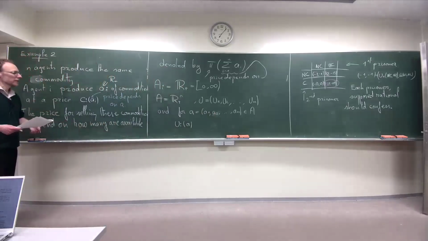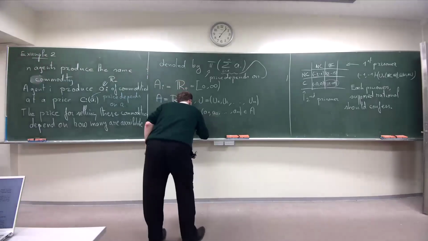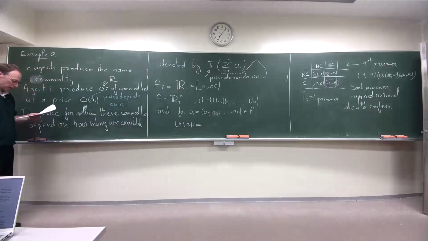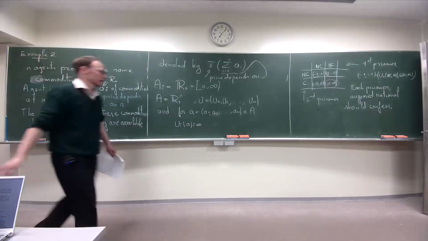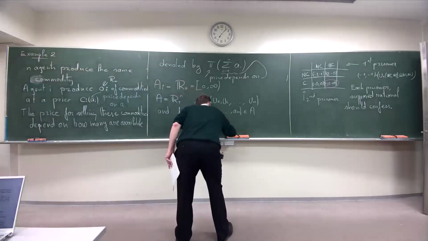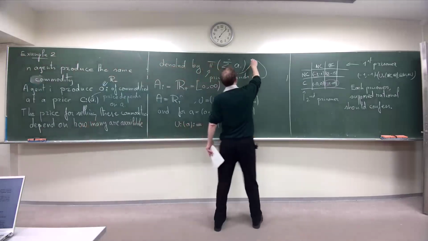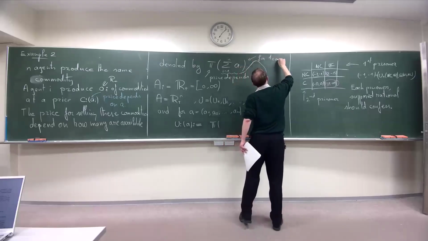If you look at what I have written, we can define this because the agent, so what is the payoff of agent i? It's the price for one commodity. This is the price for one commodity.